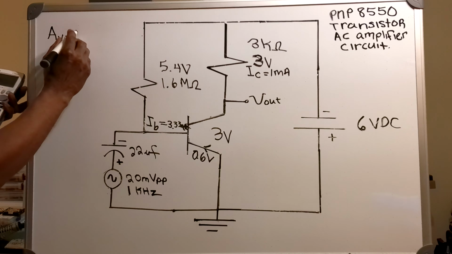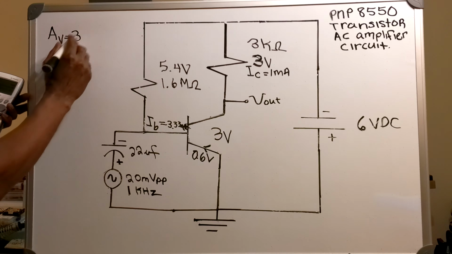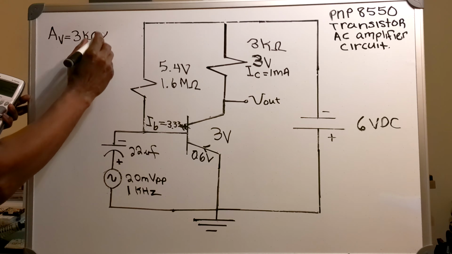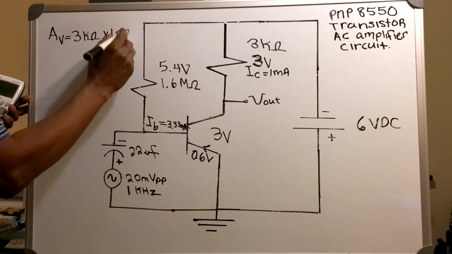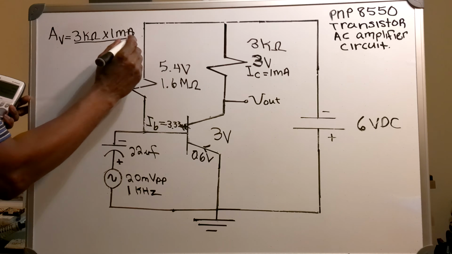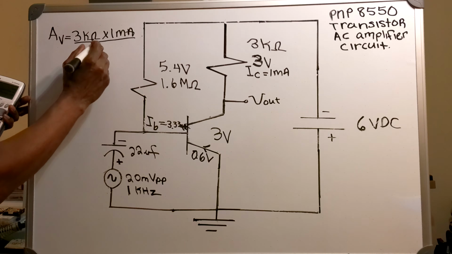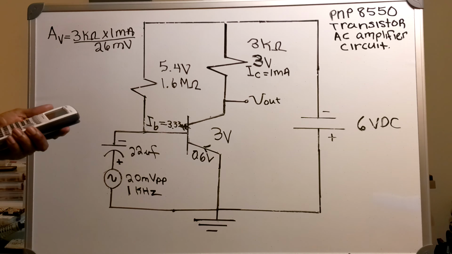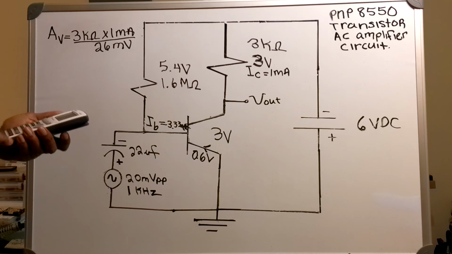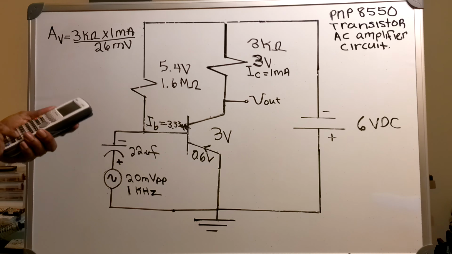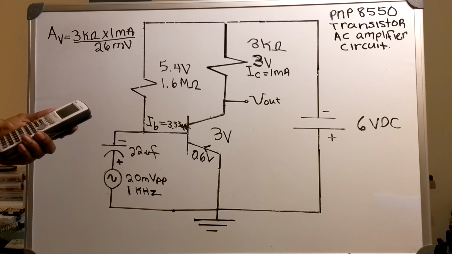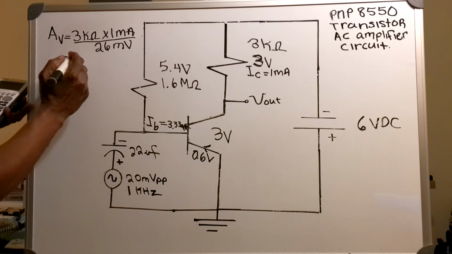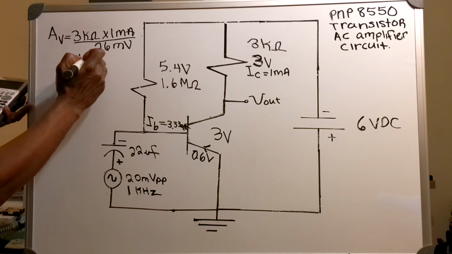And the voltage gain equals 3k ohm times 1 milliamp, all divided by the thermal voltage of 26 millivolts. And that gives you a gain of 115.38.